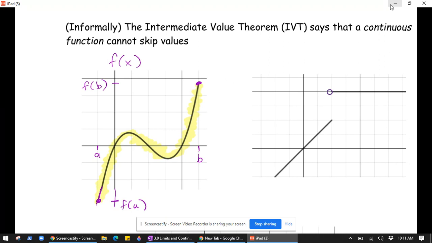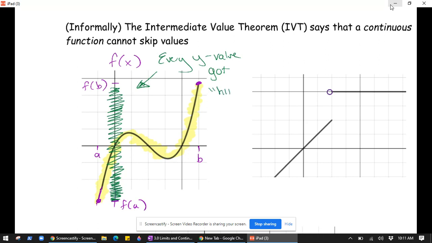And go to the y-axis now, we can see every single y value between f of a and f of b got, quote, hit. So let me just write that informally. Every y value got hit. Meaning there's always a point on the graph that has an x value that yields an output for every y value in between f of a and f of b.